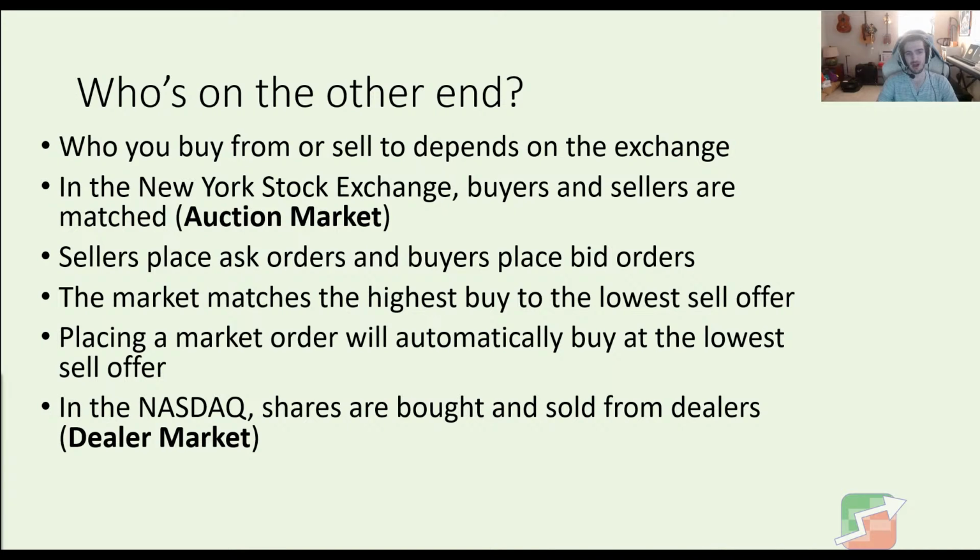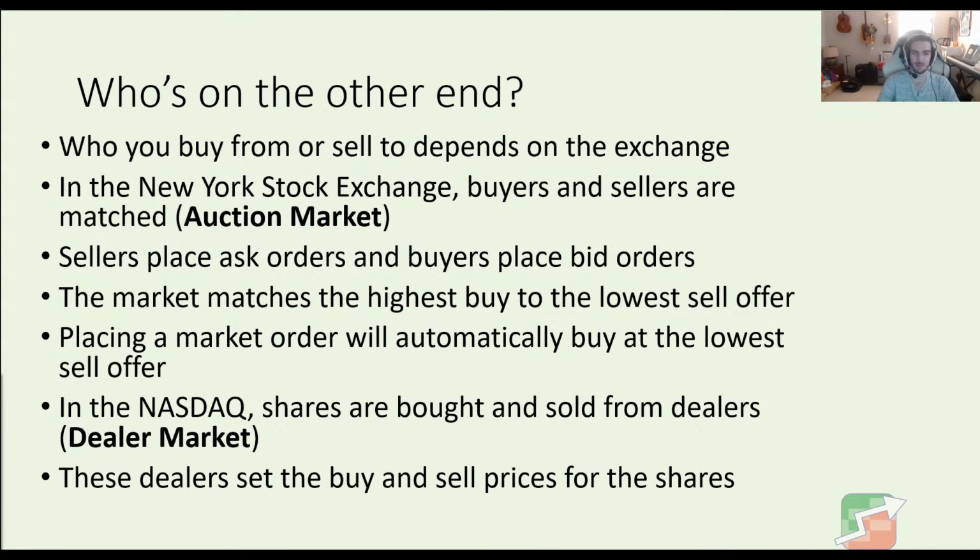So when you're buying from a dealer, these dealers set the buy and sell prices for shares. So they may sell 1,000 shares of Tesla at $408.75. So if I want to buy, instead of going out and screaming out of my balcony, buying Tesla, I would just go to the dealer and say, hey, I want to buy Tesla. And the dealer says, all right, I've got some Tesla and it's $408.75. Take it or leave it.